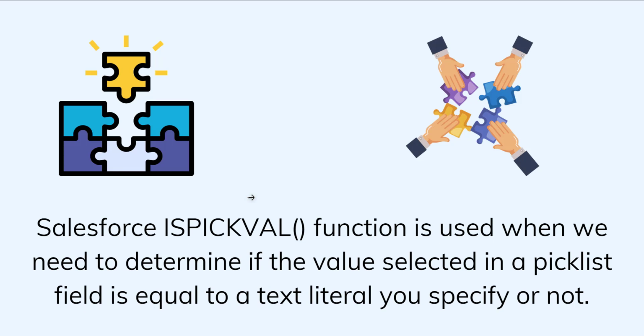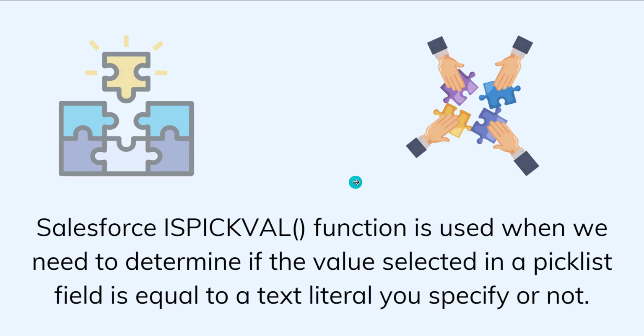It is one of the Salesforce text functions, and it is used when you need to determine if the value selected in the picklist field is equal to a text literal you specify or not. It is similar to INCLUDES. The only difference is that it works on the picklist field value, not on the multi-picklist field value.